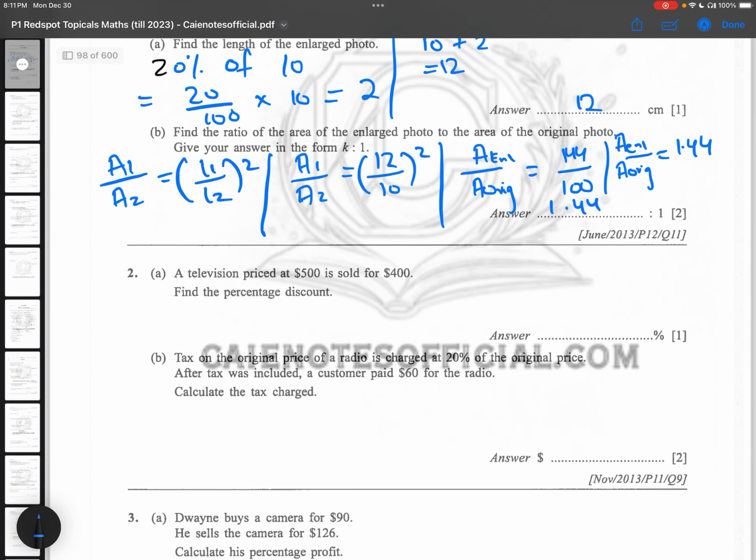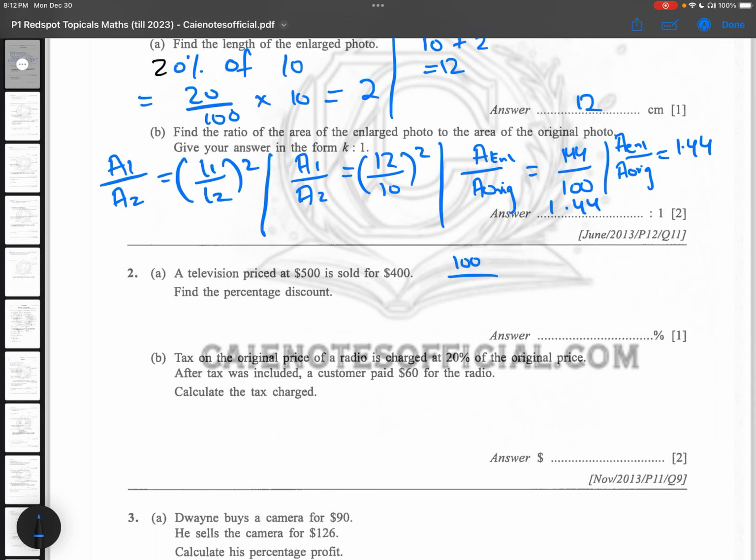Now, question number two says a television priced at $500 is sold for $400. We have to find the percentage discount. So over here they are asking us to find the percentage discount. So first I need to know how much is the discount, and if the television is sold at $400 from 500 means the discount is $100. So I will write 100.